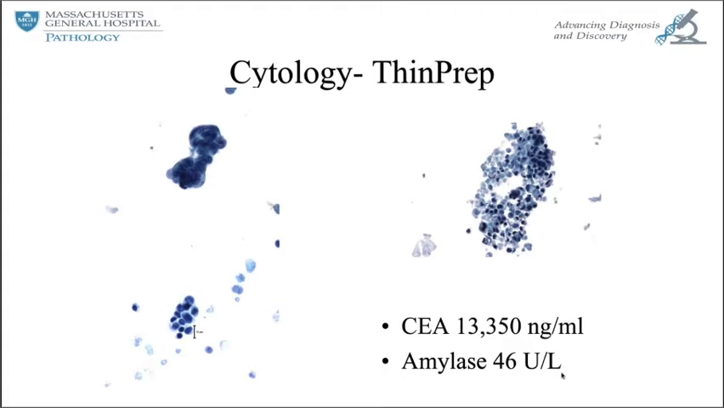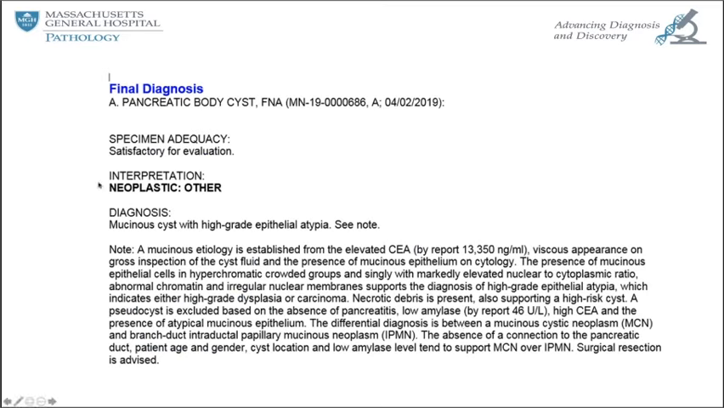So to answer question number 2, we've gone over these cells. These are not your low-grade mucinous epithelial cells. These are high-grade epithelial cells. So how do we write that up? Our interpretation category is neoplastic other, and our mucinous cyst with high-grade epithelial atypia is our above the line. So it's a high-risk cyst, high-risk mucinous cyst. And then you can write a note to kind of go through your thought process.